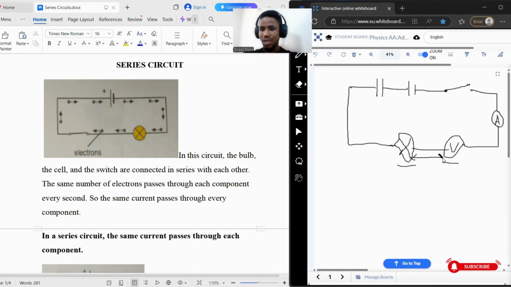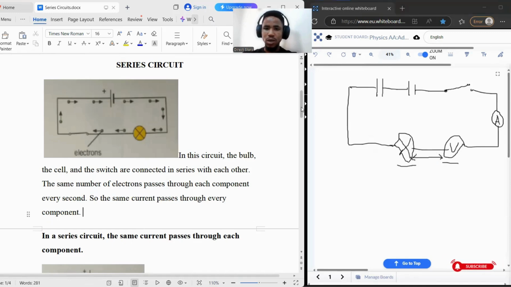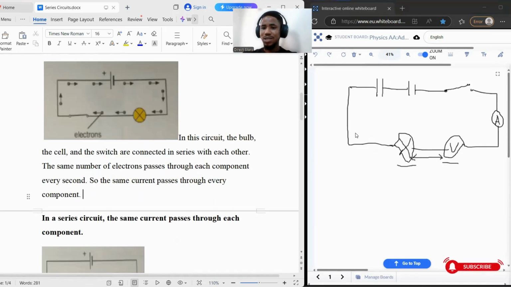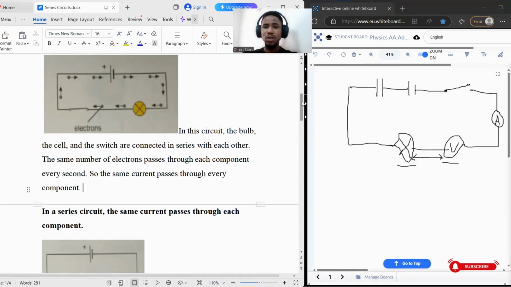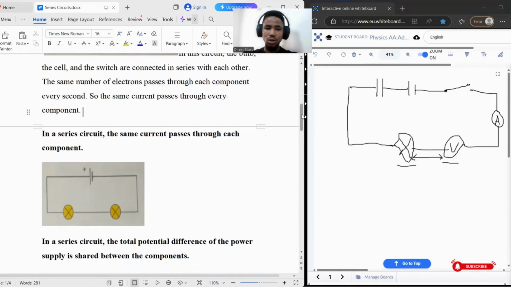Okay, because as the current goes in, there's no other wire or other nodes where the current will pass through. So the current coming from the voltmeter is going directly through to the lamp. That's why we call it a series circuit. So in a series circuit, the same current passes through each component. Any electrical part that is in the circuit, we call it a component. Even the ammeter, the voltmeter, the thermistor, the lamp, all of them are components because they are in the circuit. Okay.